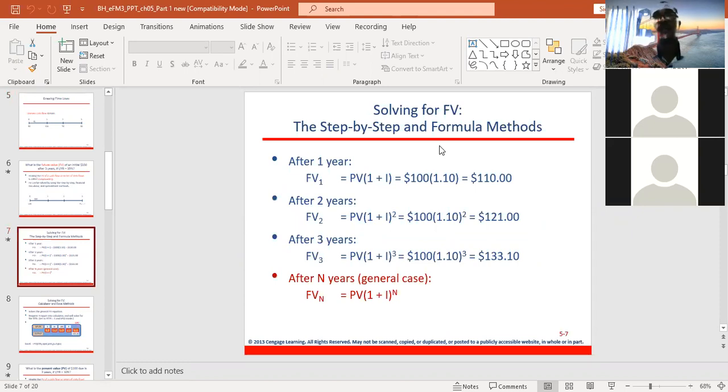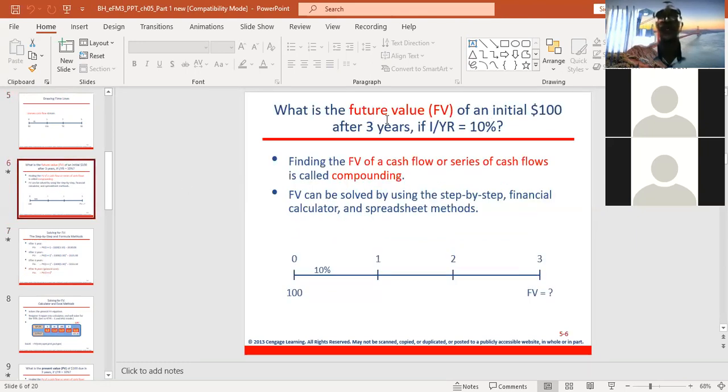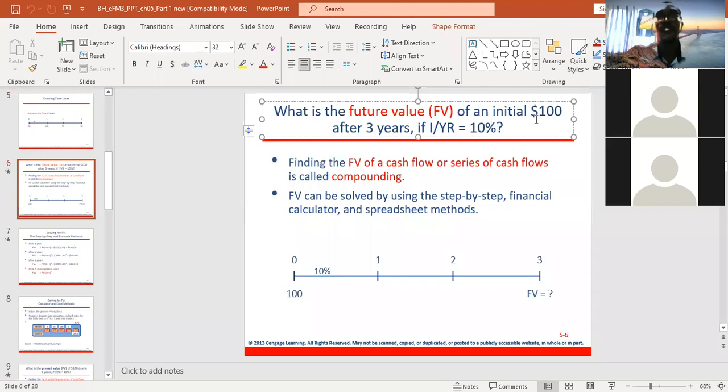This time around, our ordinary calculator. After year one, okay, supposing you have this question: what is the future value of an initial $100 after 3 years if the interest per year is 10%? So in this question, our initial amount is $100. That is why our future value, which we are looking for, is not known. Then after 3 years, you can draw the timeline.